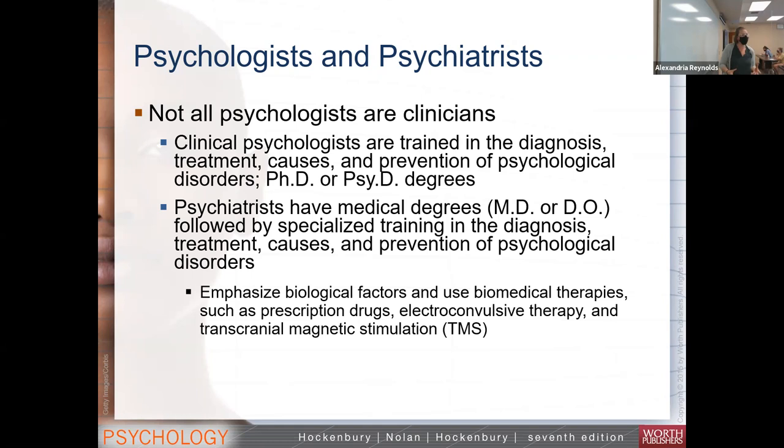Psychiatrists are medical doctors. They actually get a medical degree and go to medical school. So they go to undergrad and then they go off to medical school, and they are an MD or a DO, osteopathic if you take a different route, but it's still a medical degree. And they are going to diagnose and treat very similar to how a clinical psychologist does.